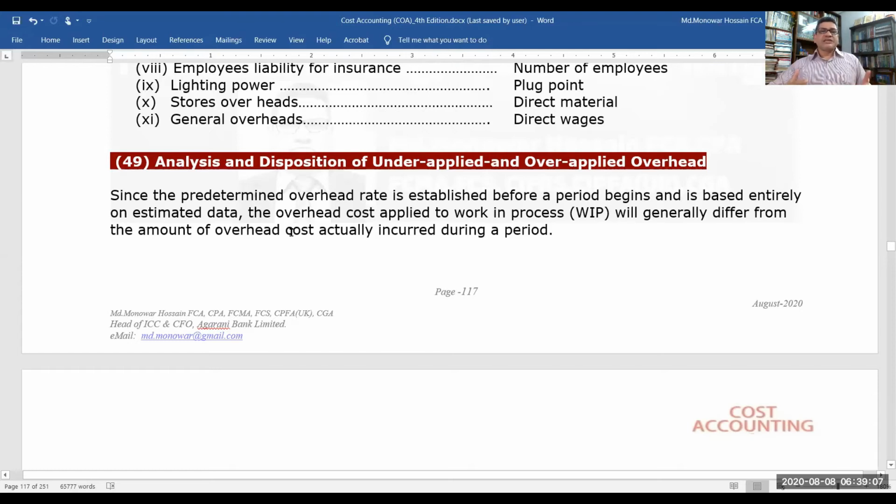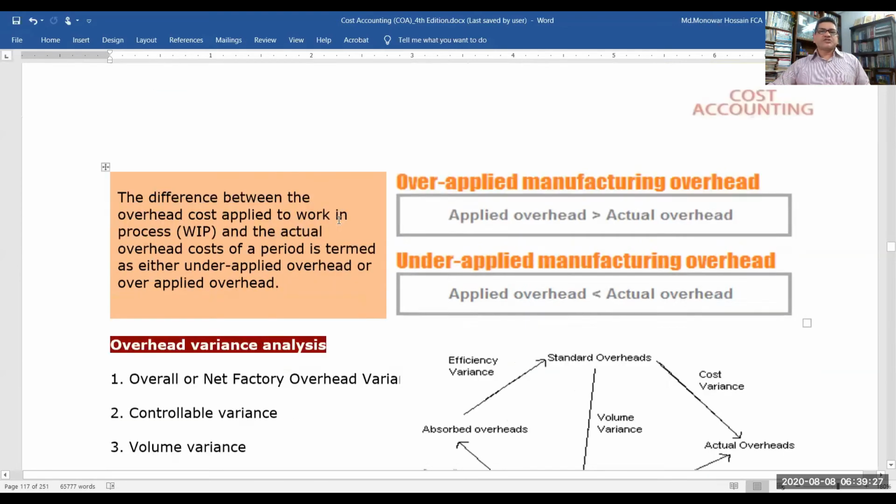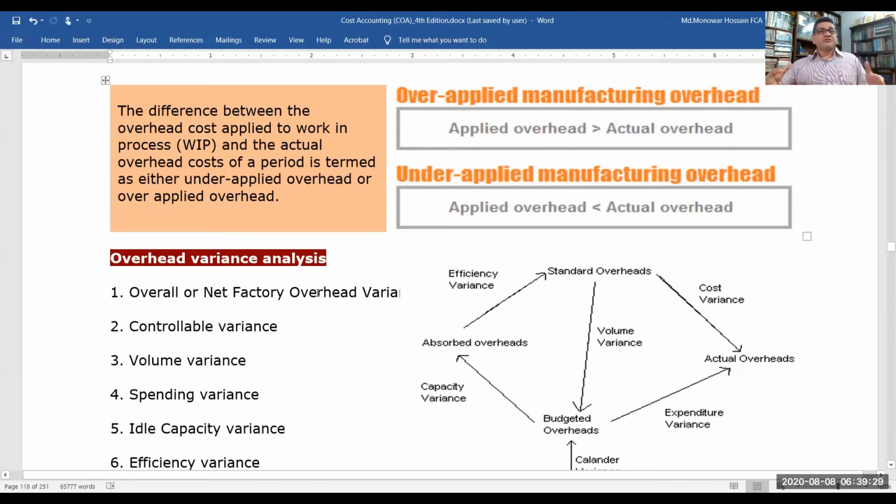Now the analysis of under applied and over applied overhead. Since the predetermined overhead rate is estimated before the period begins, and based entirely on estimated data, the overhead costs applied to work in process will generally differ from the amount of overhead costs actually incurred during the period. That's why the difference between the overhead cost applied to work in progress and the actual overhead cost of a period is termed as either under applied overhead or over applied overhead.